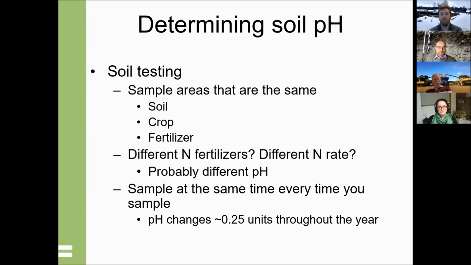It's always a good idea to sample at the same time every year because your pH actually changes about a quarter point throughout the year. So if you were to take a sample in the spring and a sample in the fall, you will have a somewhat different soil pH, even though not a whole lot has changed.